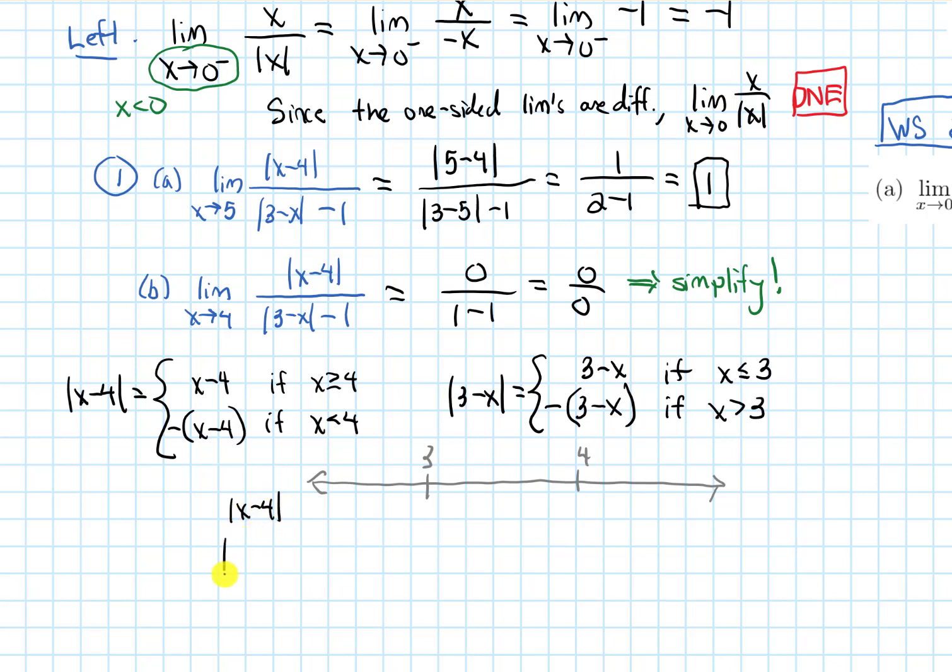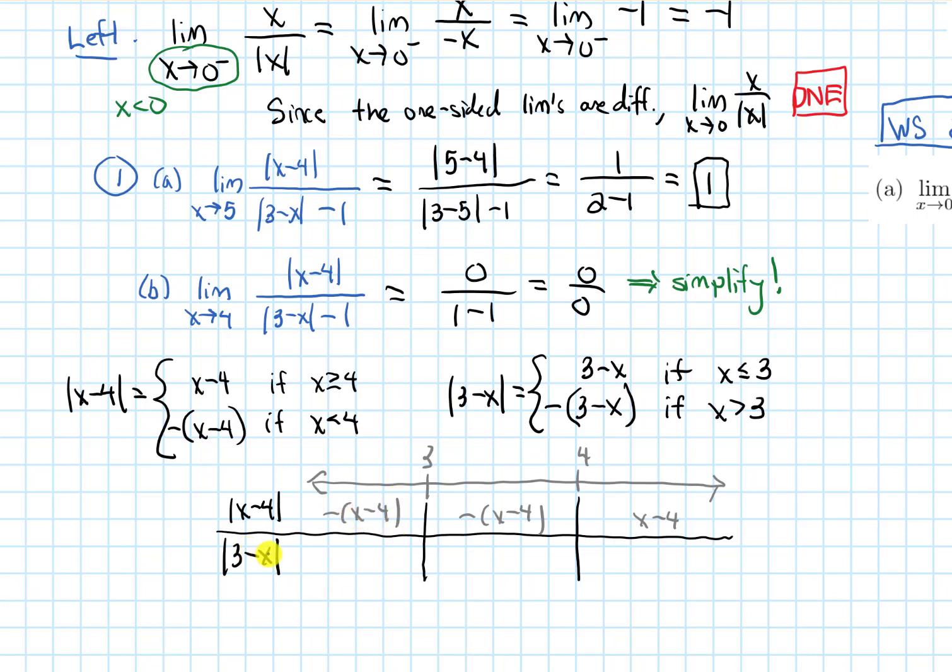Absolute value of x minus 4, and the absolute value of 3 minus x. I'll separate out columns here and make a row here. For the first, absolute value of x minus 4, when x is greater than or equal to 4, on the right-hand side of 4, I get to use the top piece, x minus 4. But when I'm on the left-hand side of 4, I'm smaller than 4, and there I have to use the bottom piece, negative (x minus 4). Even here as well, negative (x minus 4).